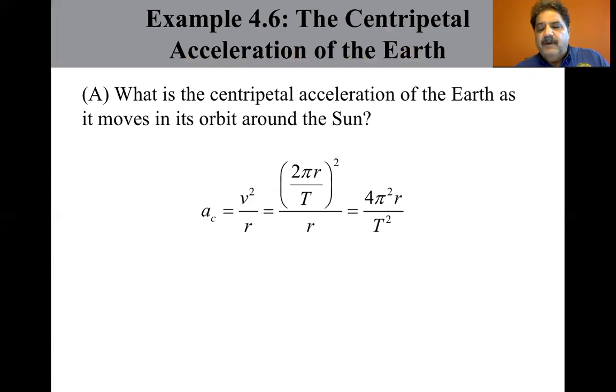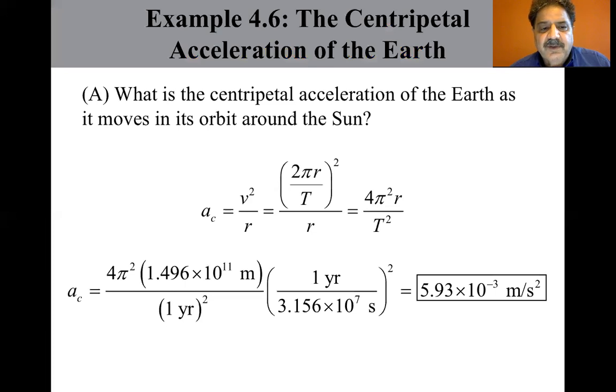Okay, we know the period of the Earth's orbit is 1 year, and the radius of the Earth's orbit around the sun is 1.496 times 10 to the 11th meters. Now that's not something I expect you to know off the top of your head, but you can get it from the cover data of your book. So we substitute the numerical values. We know that the period is 1 year. The Earth travels around the sun in 1 year. And we got the radius from the inside book cover.